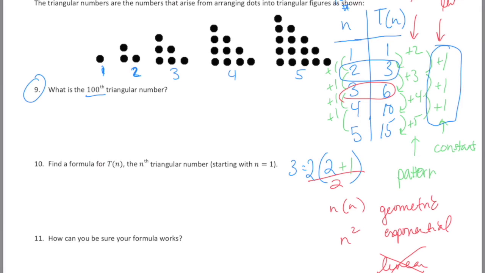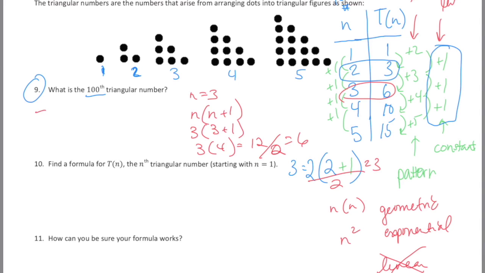So if I have n, that's 3. And if I have n times n plus 1, that's going to be 3 times 3 plus 1. That's going to be 3 times 4. That's going to give me 12. If I divide it by 2, it's going to give me 6. And this is going to be 3. Okay, so we got ourselves a formula.